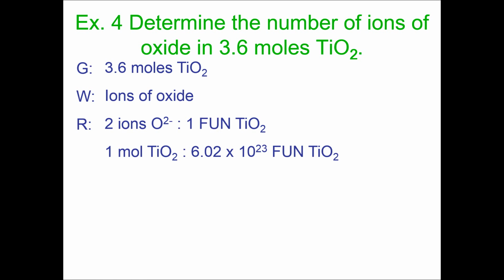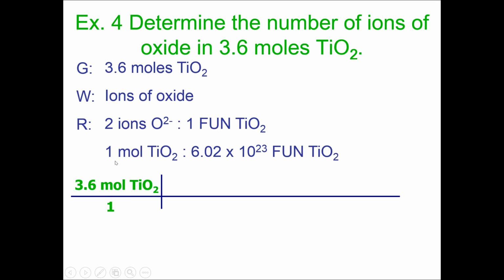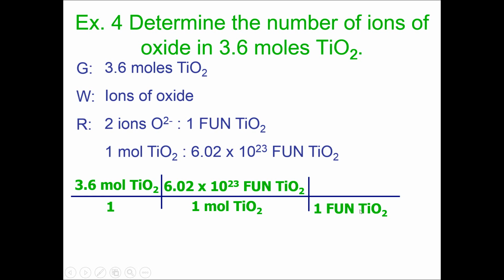Alright, so let's start the problem like we always do. Here's the given over 1. We find moles of TiO2. Right over here, let's put that diagonal from the given. Let's take the other side of the ratio, put it on top. Let's take this unit of formula units of TiO2 and cancel it out diagonally with this other formula unit of TiO2. 2 ions of oxide go in the top. And now we can calculate.